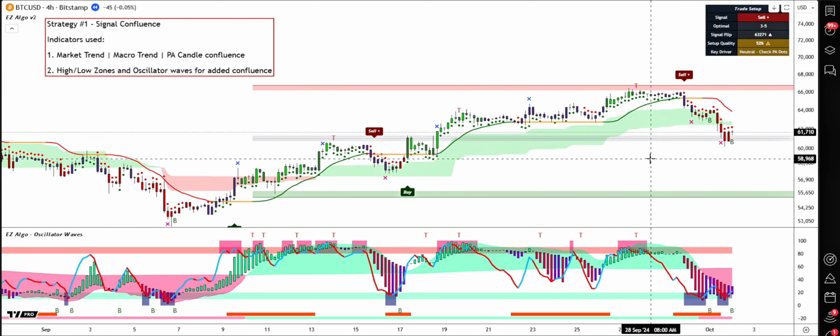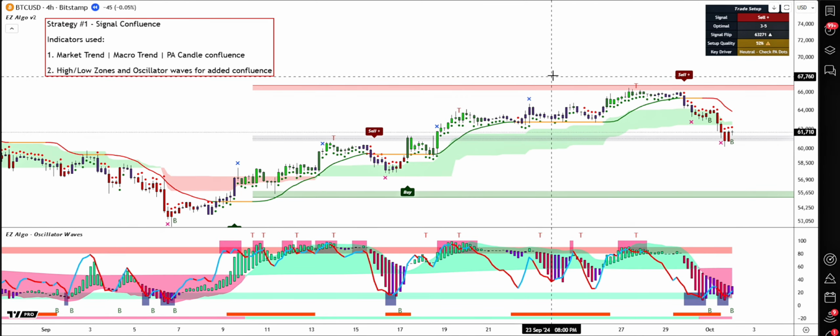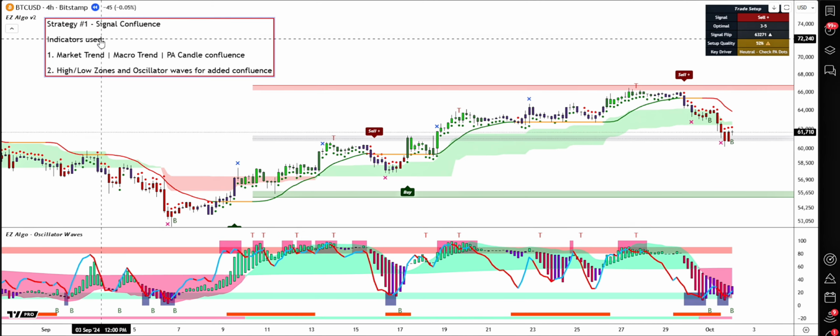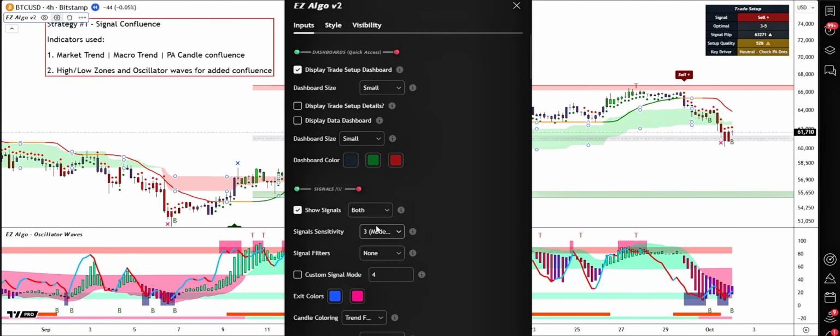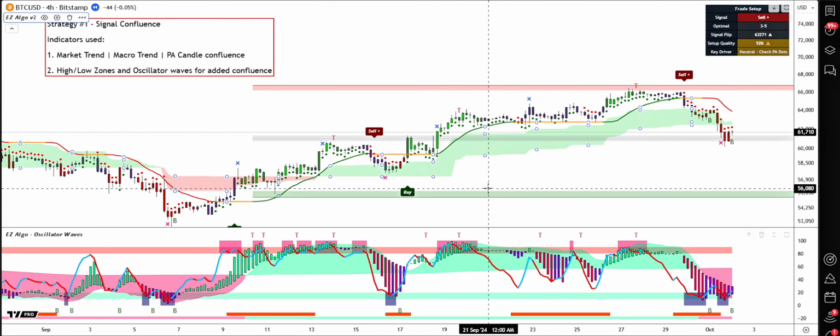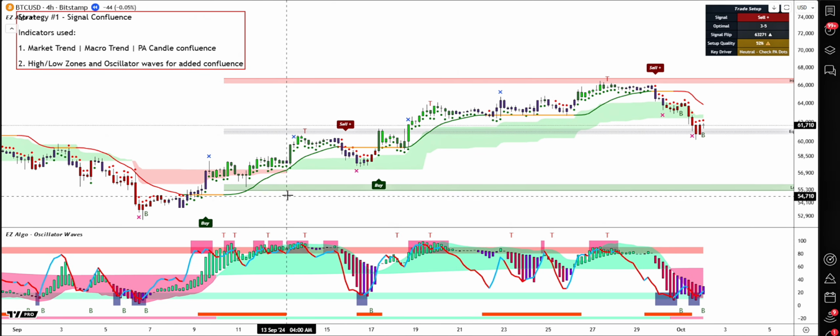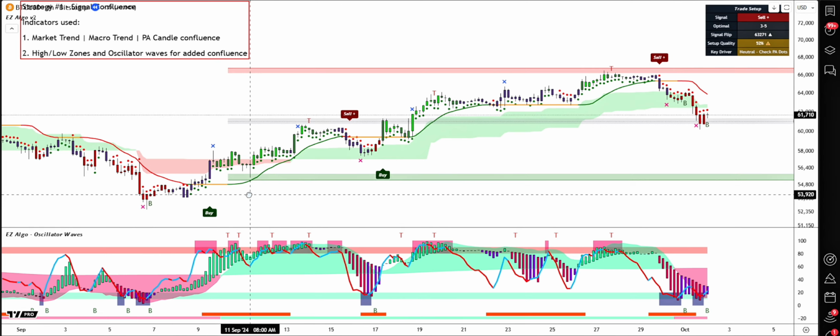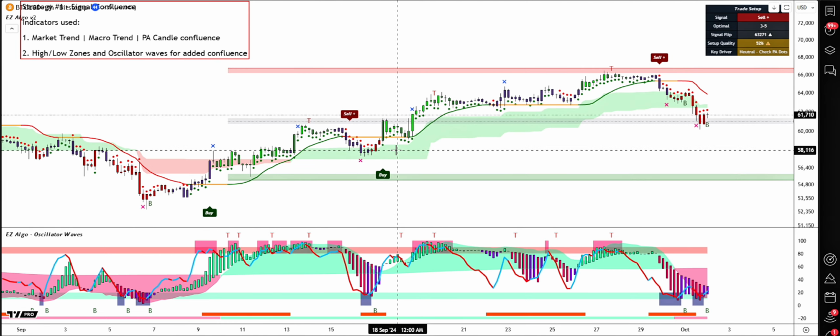So all this is just a simple way to add confluence. When we do see these signals, we do use our optimal range. It says 3 to 5 here. So if we go into settings, signal sensitivity, we have it a little bit light at a 3. We can see how these signals populate in the chart. We can basically just use some confluence to see how strong those trend directions are going to be.